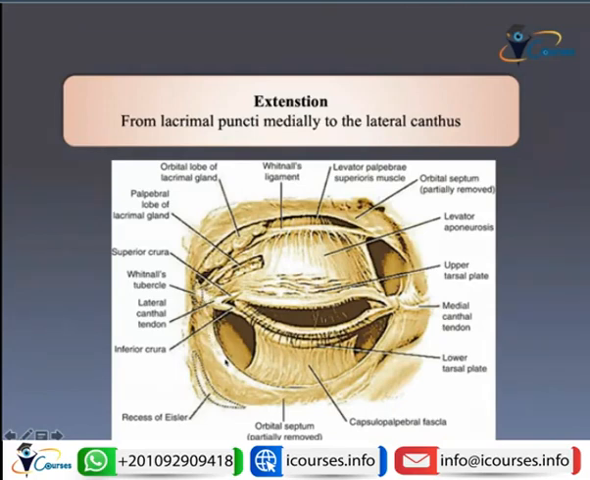So I just brought this slide to show this is the recess of Eisler. You remember when I told you about the attachment of the orbital septum, and it leaves the inferior orbital margin at the area of the zygomatic bone. This forms the recess of Eisler, and this is the premarginal recess of Eisler.